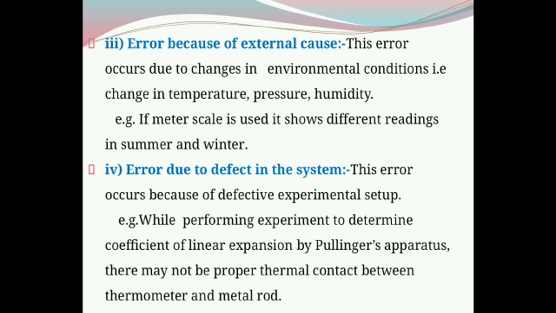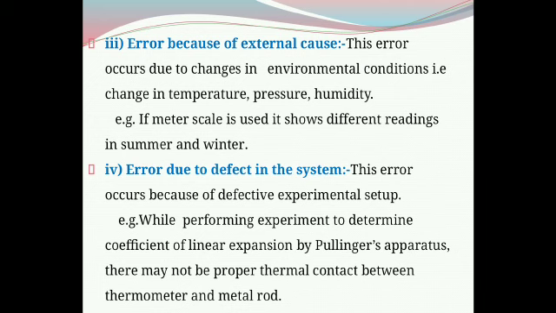Then third is error because of external cause. Such errors arise due to changes in environmental conditions, that is change in temperature, humidity, pressure. For example, if a meter scale is used, it shows different readings in summer and winter, due to change in length of the scale itself due to change in temperature.